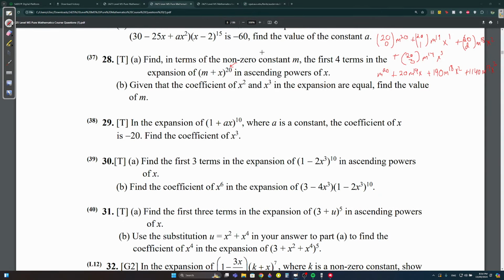Okay, given that the coefficient of x squared and x cubed in the expansion are equal, find the value of m. Oh, so they're saying that the coefficient of x squared, 190m^18, and the coefficient of x cubed, 1140m^17, these two coefficients are equal to each other. Can we find this? Yes, we can. Let's start by dividing by m to the power of 17 on both sides. This will cancel with this. This will become m, right? 18 minus 17 is 1, so m to the power of 1. So we get 190m equals 1140. Can we find m? Yes.